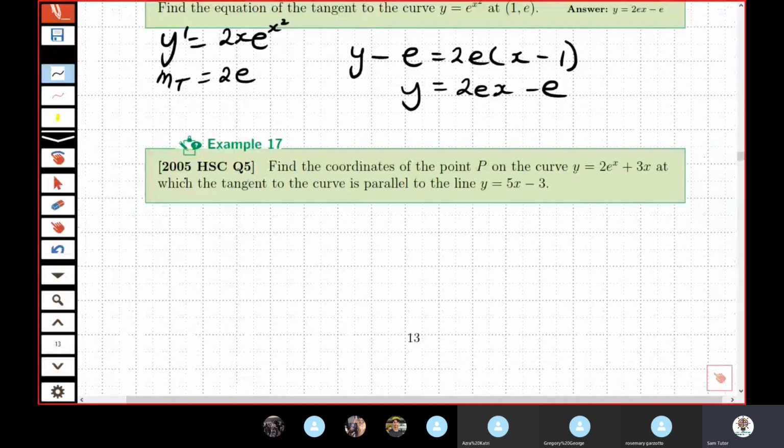Try example 17, that was from the 2005 HSC. Find the coordinates of the point P on this curve at which the tangent is parallel to this. That means you pretty much know what the gradient is. When you differentiate this, you'll know what the gradient actually equals. Then you should be able to find the point P.